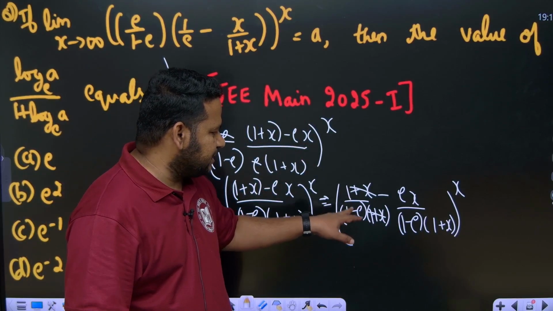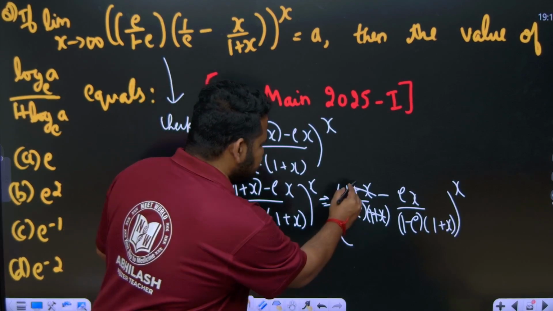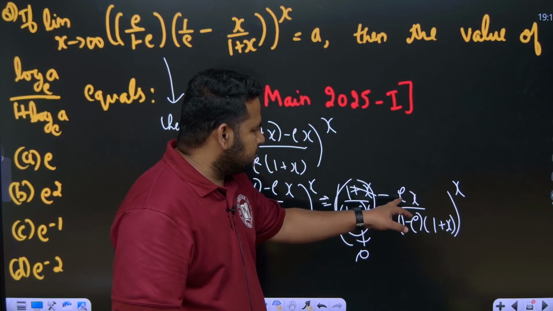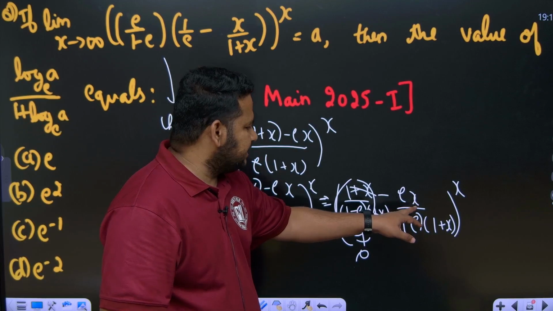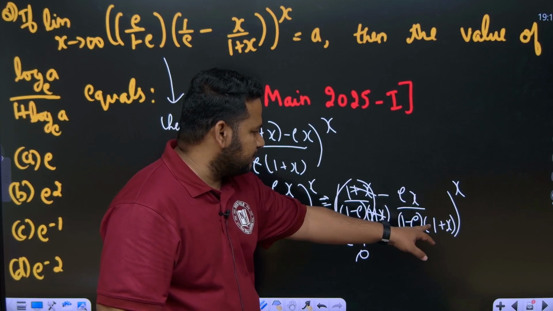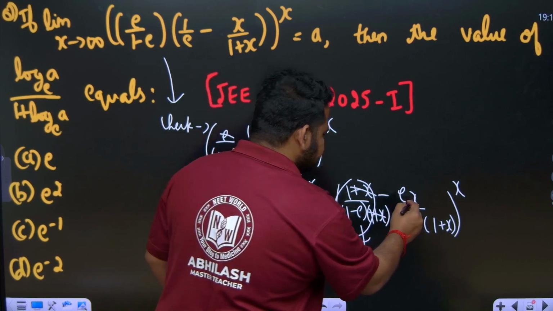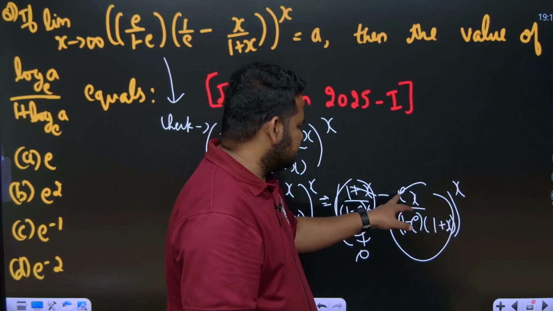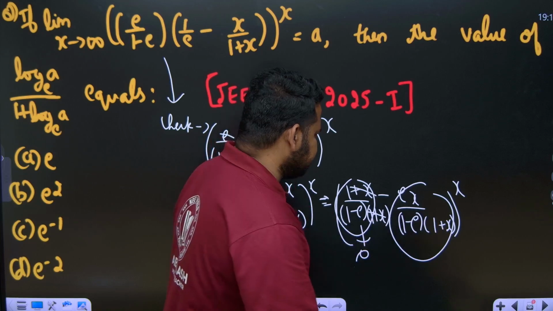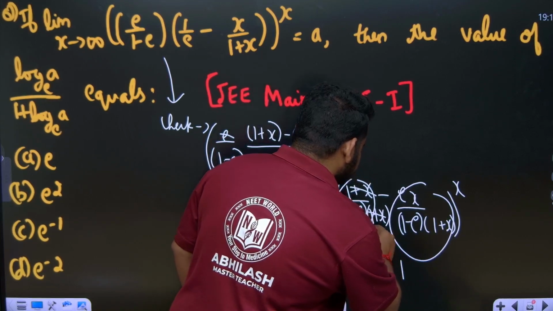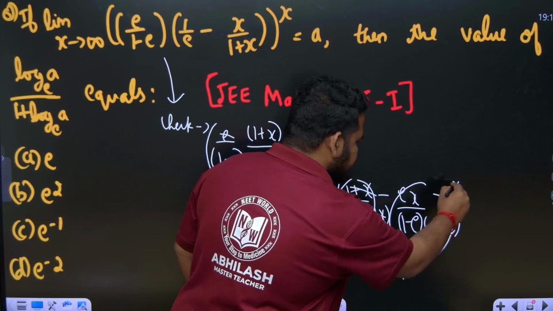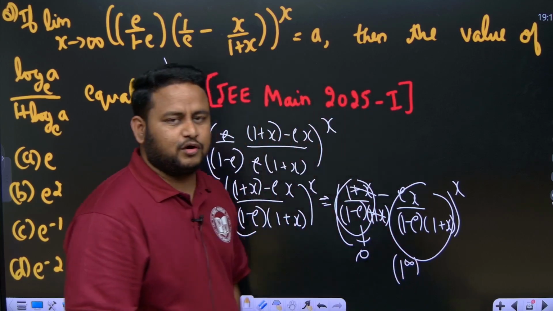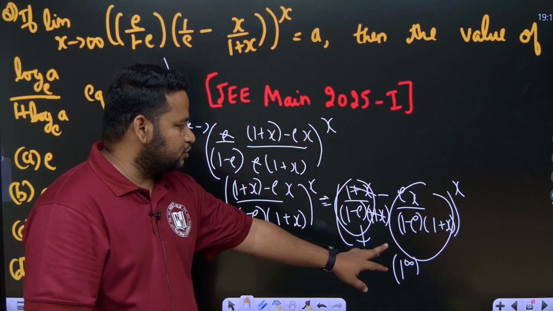If I apply infinity, 1 by infinity is nothing but 0. Next, ex by 1 minus e into 1 plus x, that is e into infinity by 1 plus x. So this whole thing, 0 minus, this will become e into infinity by 1 minus e, which is nothing but equal to 1. X is infinity, so this will become 1 to the power of infinity form. So definitely we got it as 1 to the power of infinity form.